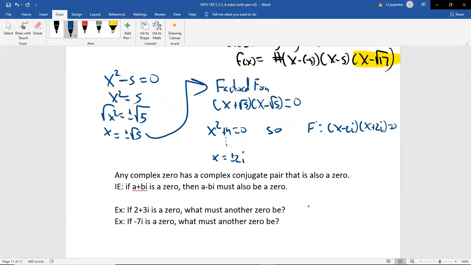So if 2 plus 3i is 0, what must another 0 be? For some reason, somebody tells you 2 plus 3i is 0. It automatically has a brother or a sister. I'm just not telling it to you. Well, that's because they always come in conjugate pairs, so that means that 2 minus 3i has to be a 0. You only change the sign of the imaginary term. So for this other one that only has an imaginary term, -7i, you could pretend that's like 0 minus 7i. So the conjugate would be 0 plus 7i, aka just 7i. And that is 3.4.